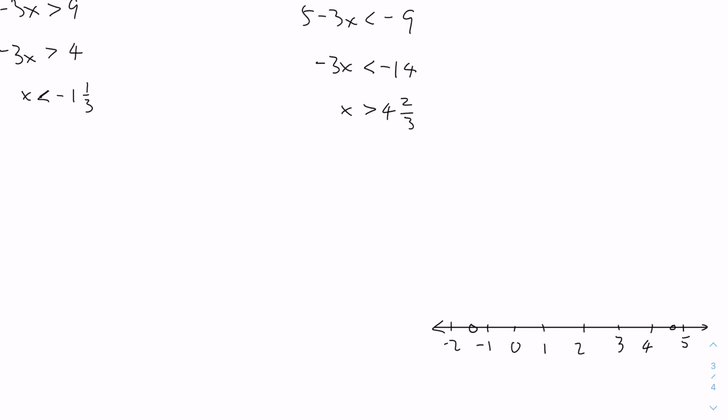Then you will see that all numbers that are less than negative 1 and 1/3 will work, so you would color the left side of negative 1 and 1/3, and then all the numbers greater than 4 and 2/3 would work in the inequality, so you would color the right side that is greater than 4 and 2/3.